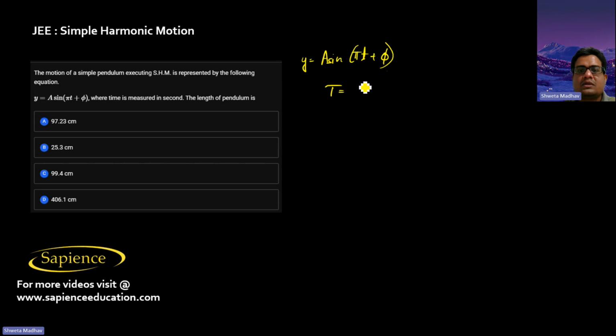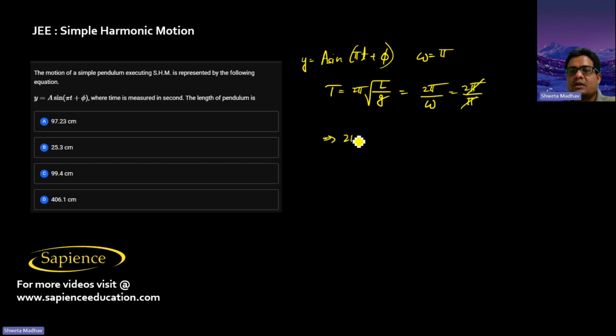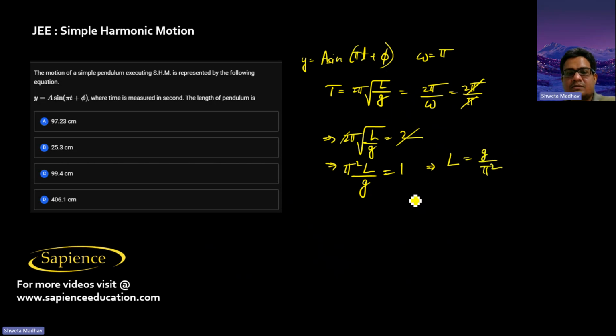So the time period is T equal to 2 pi root over L by g. Here omega is pi, so T is equal to 2 pi by omega, equal to 2 pi by pi, so that is 2. Therefore 2 pi root over L by g is equal to 2. So 2 will get cancelled, and pi square L by g is equal to 1. So the length of the pendulum will be equal to g by pi square.